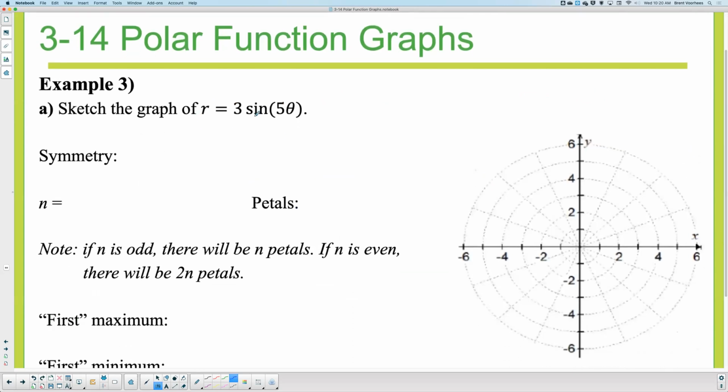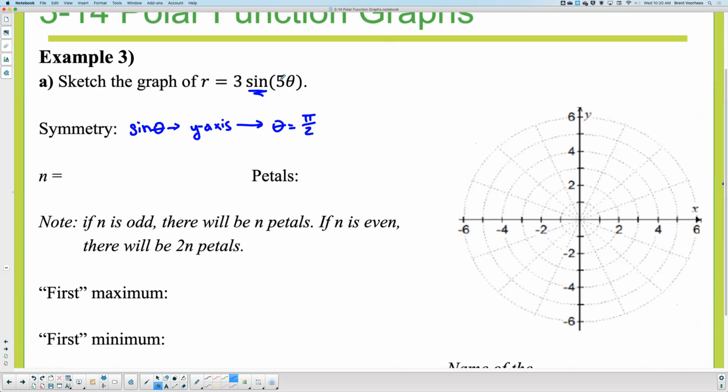We want to sketch the graph of 3 sine 5 theta. Based off the sine, what do you think it's going to have symmetry with? Pi over 2. The y-axis, which is what in polar? Pi over 2. That's right. The y-axis, which is theta equals pi over 2. Now this graph, the inside letter here, is called an n. What is our n on this problem?